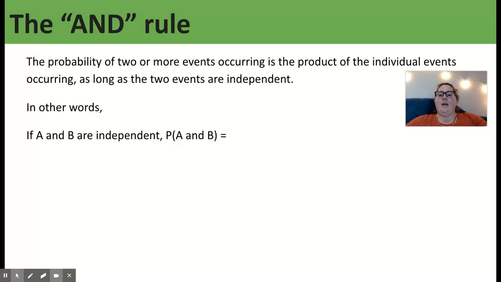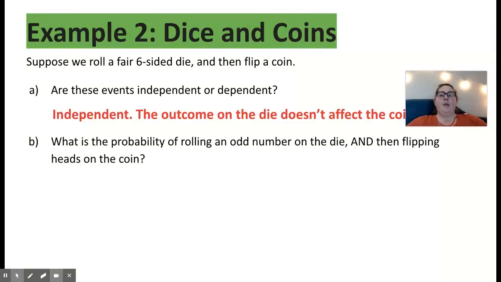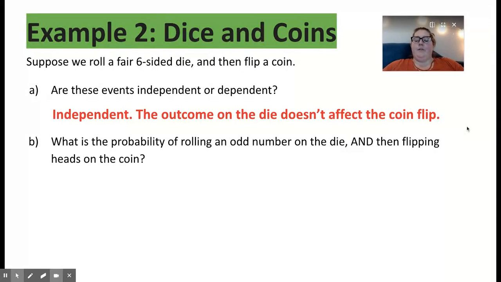If A and B are independent, then the probability of A and B can be found by just multiplying the probability of A times the probability of B. So let's look at some examples of that. Suppose we roll a fair six-sided die and then flip a coin. Firstly, are these events independent or dependent? These would be independent because the outcome of the die roll is not going to affect the probability of flipping a heads on the coin.